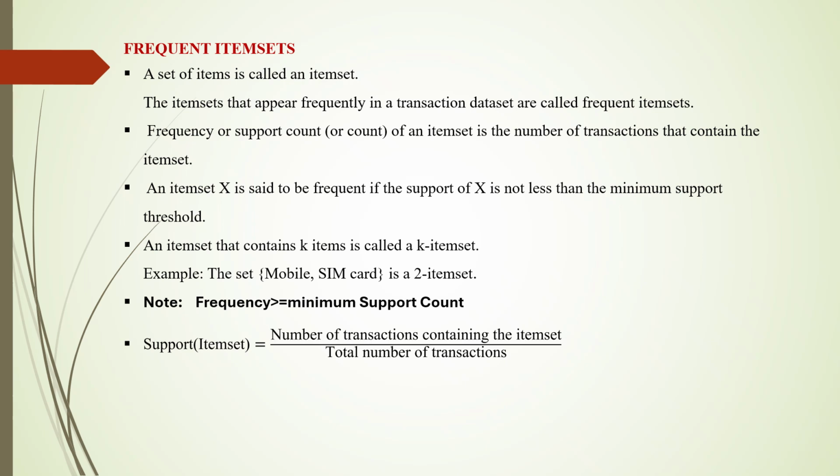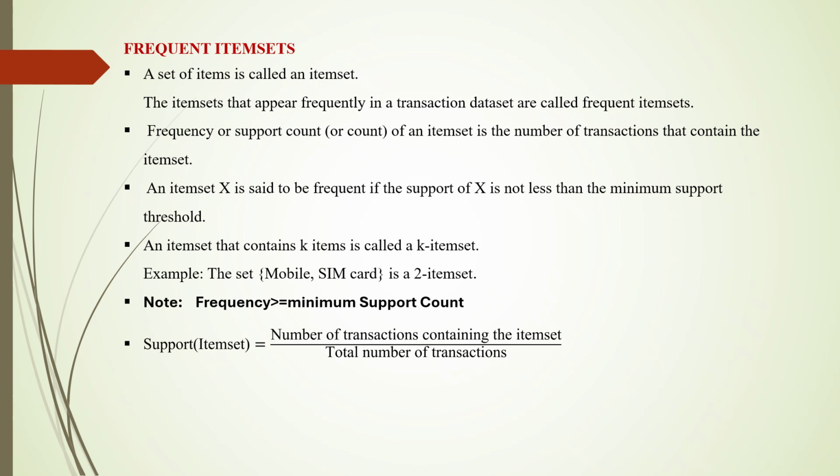If an item set appears many times in transactions, we call it a frequent item set. It is common and important for analysis. Next, support. Support tells us how often an item set appears in the data set. It is a count of transactions that contain the item set. For example, out of 100 transactions, 10 customers bought milk and bread. The support count is 10.